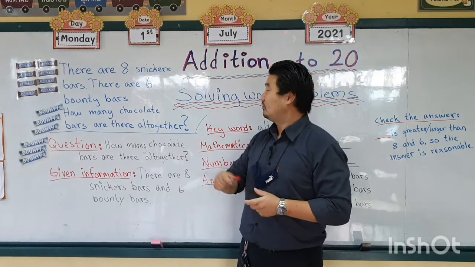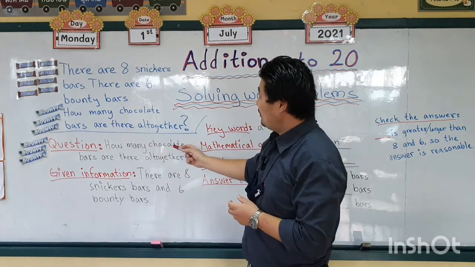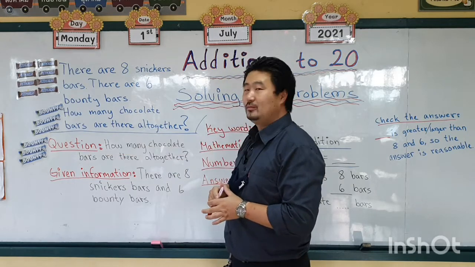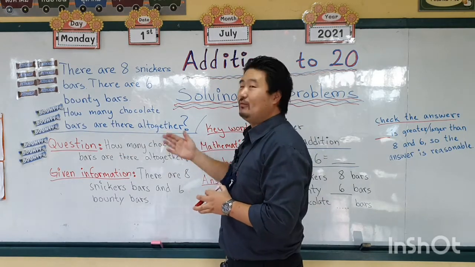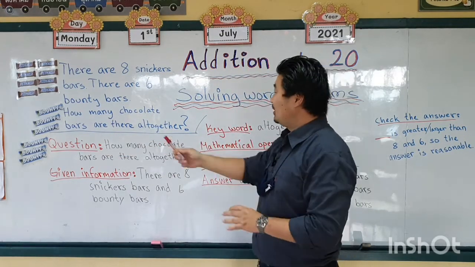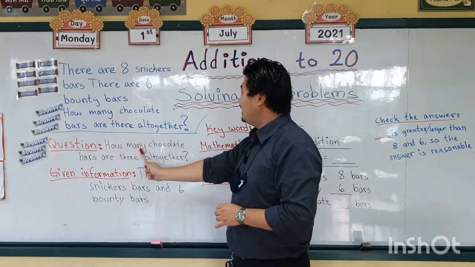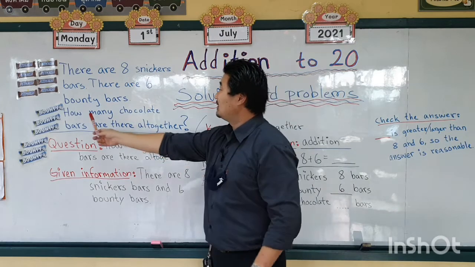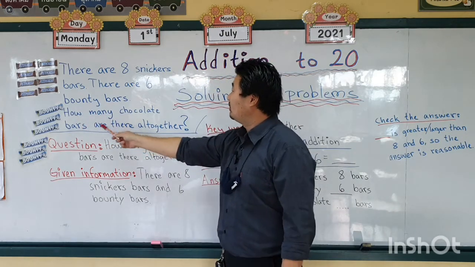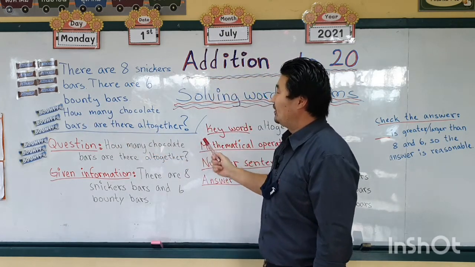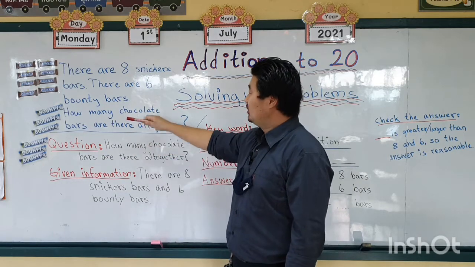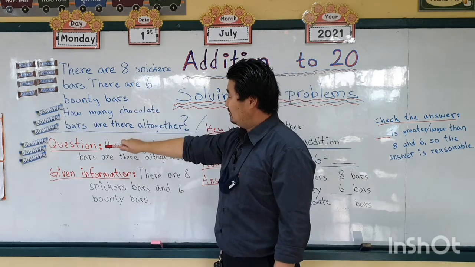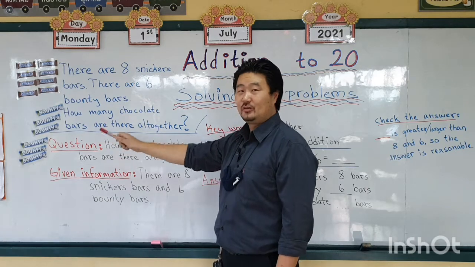Okay, so let's start from the beginning here. What is the question? Right, I have already prepared it. So the question is, how many chocolate bars are there all together? Same as the question here. So that is the question. You write the question here under question.